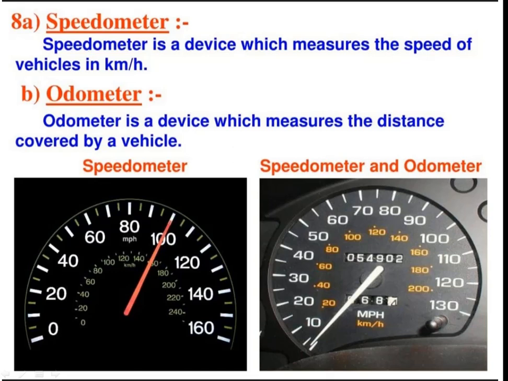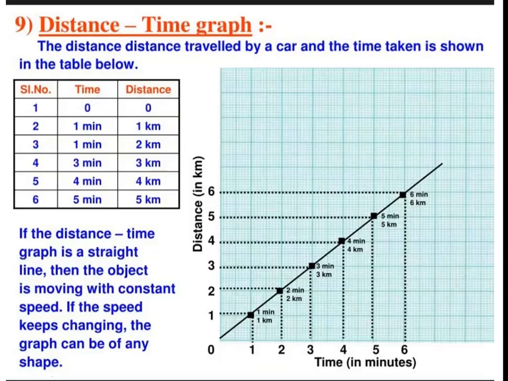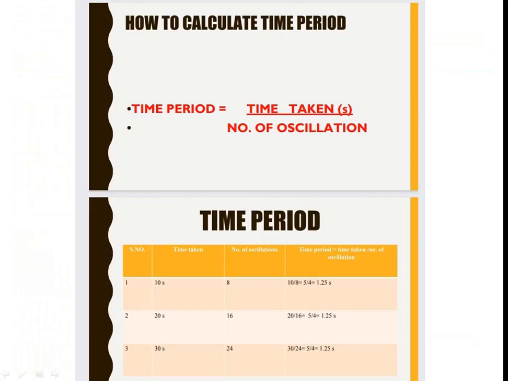Speedometer is a device which is used to measure the speed of vehicles in kilometer per hour. An odometer is a device which measures the distance covered by a vehicle. The distance time graph. How to calculate time period? Time period is equal to time taken upon number of oscillations.